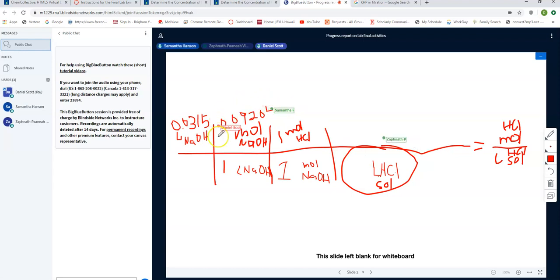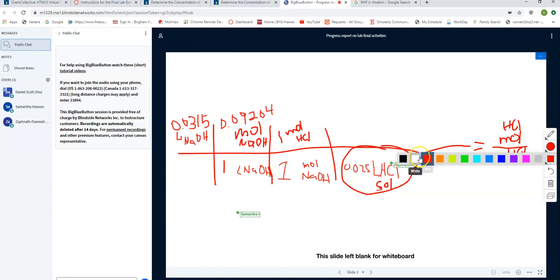All right, so Samantha's writing the molarity there. So we got the liters of NaOH, 0.0315, moles of NaOH, and then divided by the liters of HCl. Does anybody remember how many liters of HCl we started with? It was 25, wasn't it? Yes, 0.025 liters. That's right. So why don't you perform that math, Samantha, and tell us what we get. 0.1159.